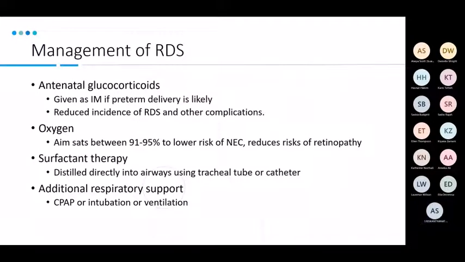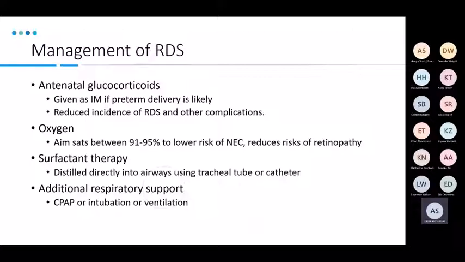Okay, and just quickly going through the management for RDS. So antenatal glucocorticoids can be given if they're expected to be preterm. And this reduces the incidence of RDS and any other complications that the baby can have. Aim for SATs of 91 to 95 if you're going to give them oxygen, because you don't want them to end up with necrotizing enterocolitis. And it also reduces the risk of retinopathy. So having too much oxygen is actually quite bad for the baby.